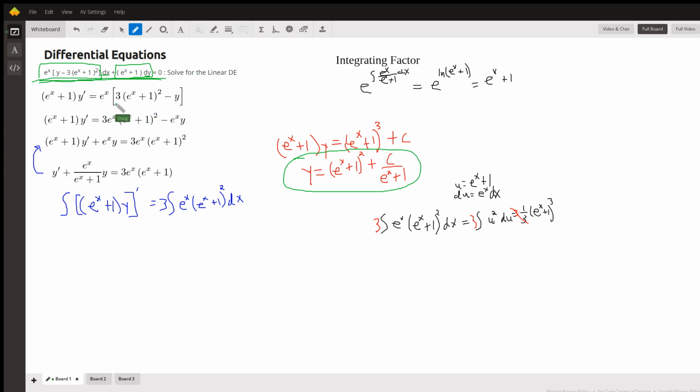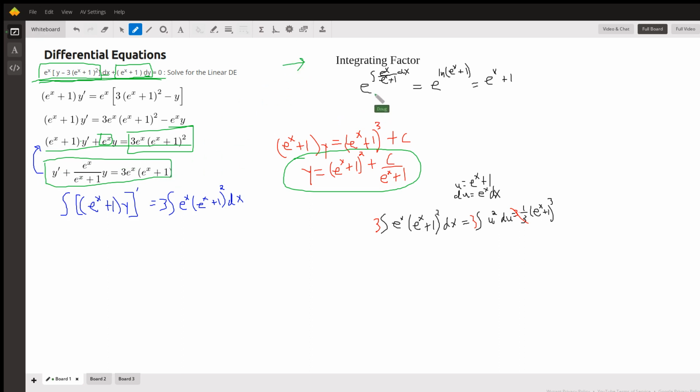Then I distribute the e to the x, and now I notice if I move this term back over, I've got the form that I'm looking for, where this is p of x and this is g of x. Well, not quite. I've got to get y prime by itself. So if I divide every term by e to the x plus 1, this is the form I'm looking for. And this is where we can pick up the integrating factor.